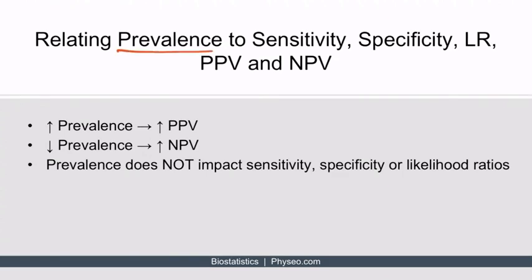Now let's relate prevalence to sensitivity, specificity, likelihood ratios, and positive predictive values and negative predictive values. In Section 7, we discussed in detail that as prevalence increases, the positive predictive value increases, and as the prevalence of the disease decreases, the negative predictive value increases. We won't spend any more time on this idea in this video.